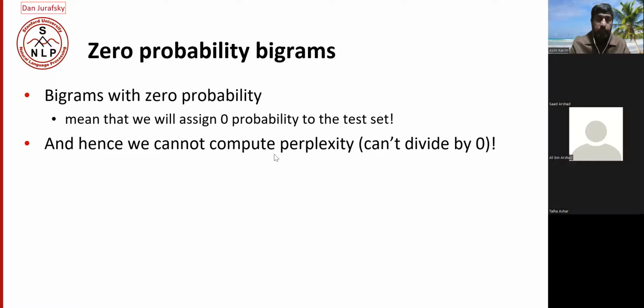So the remainder of this chapter is basically discussing some ways of alleviating these issues in the estimation of the probabilities.